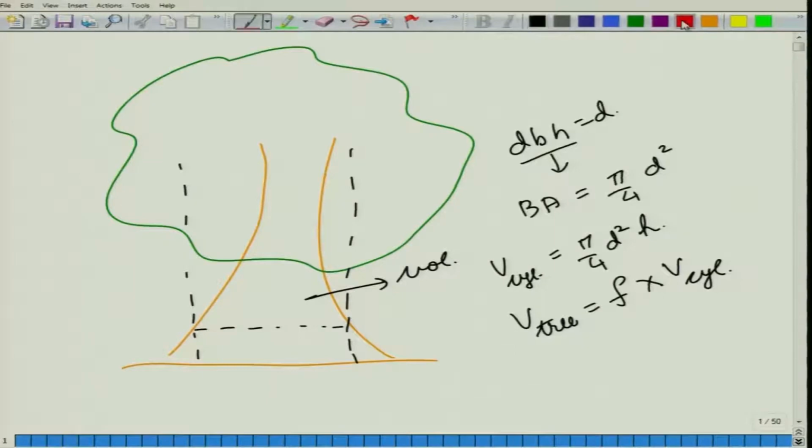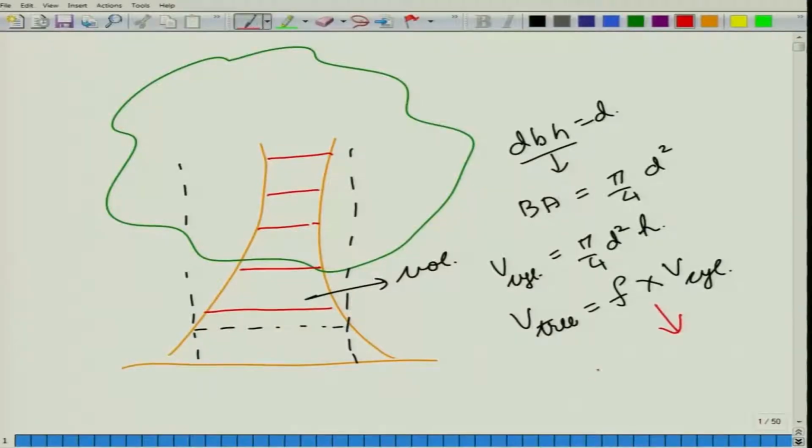For instance, we could divide our tree into a number of sections and then measure the volume of each section, or rather calculate the volume of each section by taking its diameters at the two ends, or say its center diameter and the height of the section or the length of the log, and we can total up all those volumes to give us the volume of the tree. Now, if we wrote this equation, it becomes f into pi by 4 d square h.